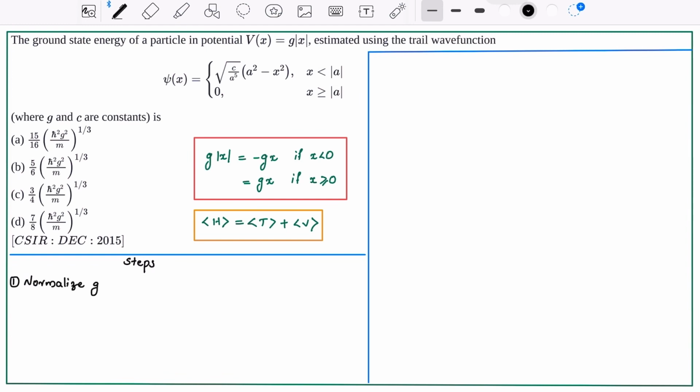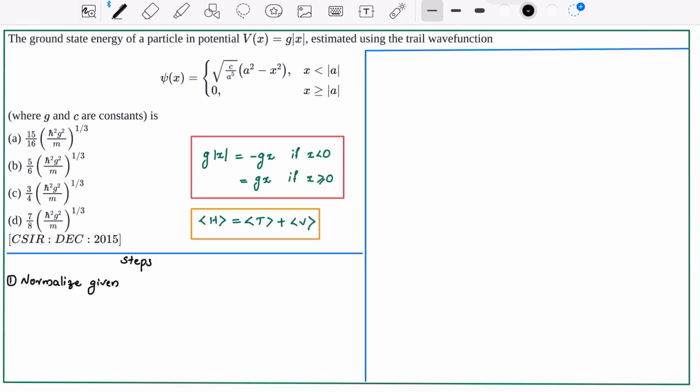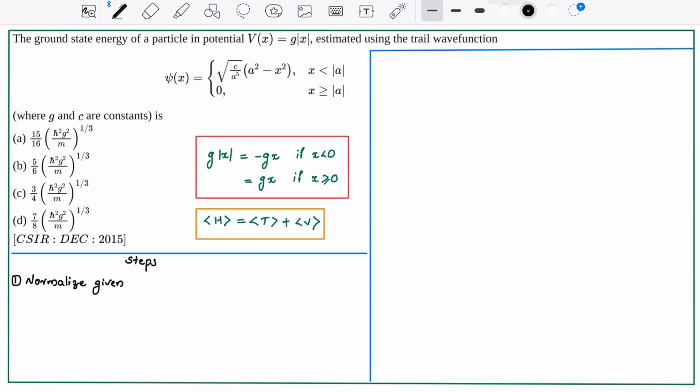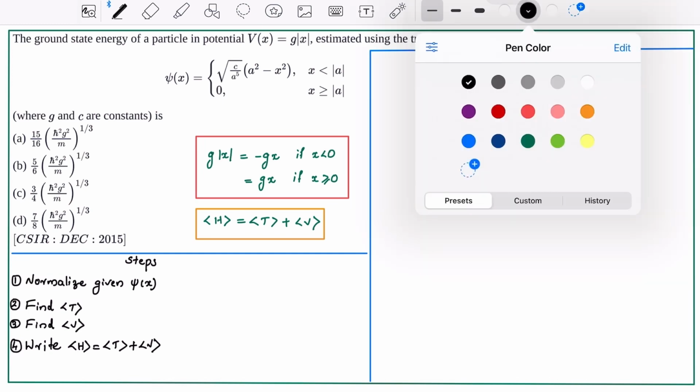So to solve the problem using the variational principle, that is, to find out the ground state energy, we have to follow several steps. The first step is to normalize the given wave function and find out the normalization constant. Then find the expectation value of kinetic energy. Find the expectation value of potential energy. Then write the Hamiltonian as the expectation value of kinetic energy plus the expectation value of potential energy.